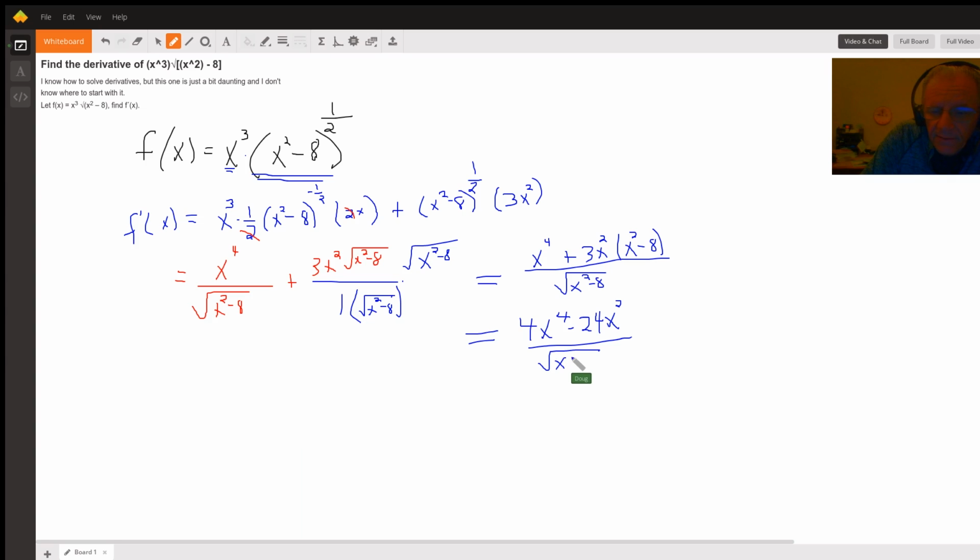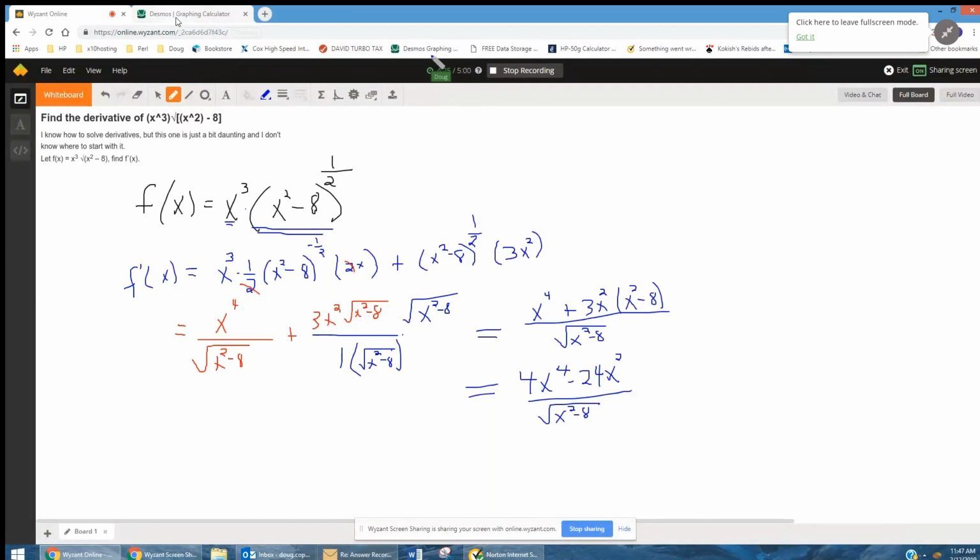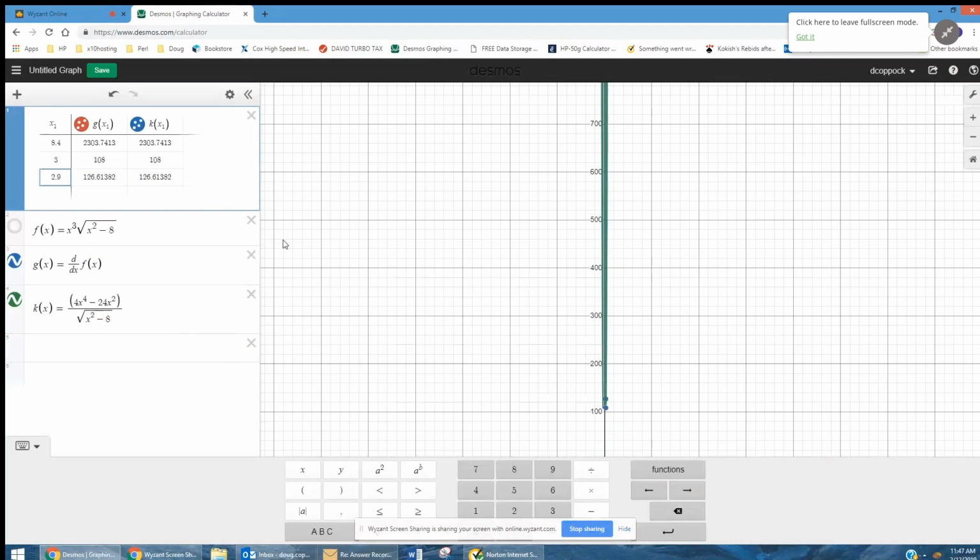And technically, you might consider rationalizing that denominator, but there's nothing wrong with that answer either. Now I'm going to share my screen for just a quick second. Go to Desmos, graphing calculator, and show you how you could have checked your work here.